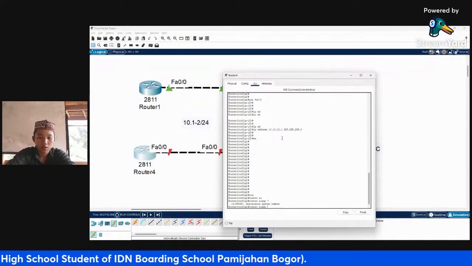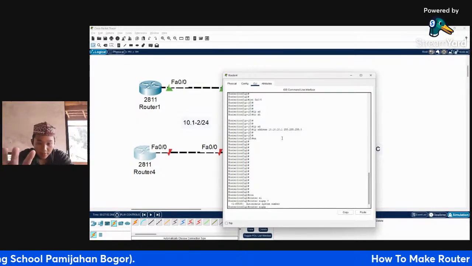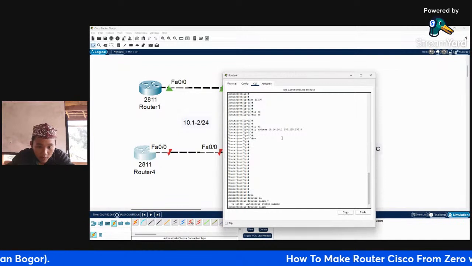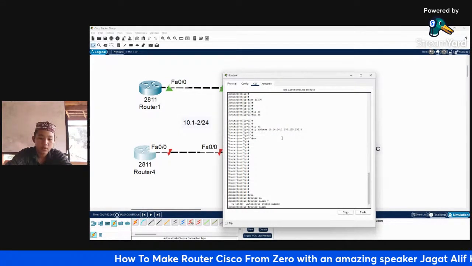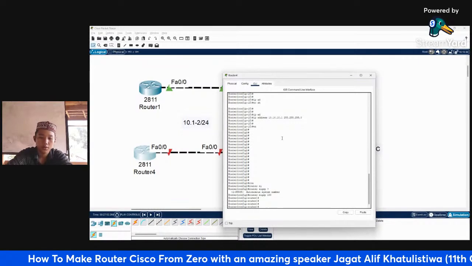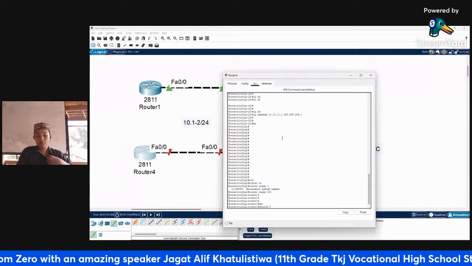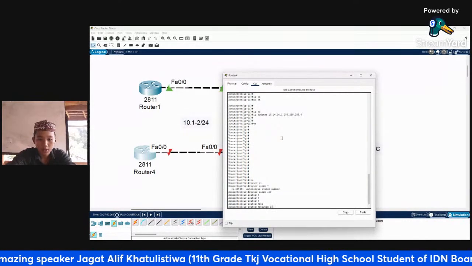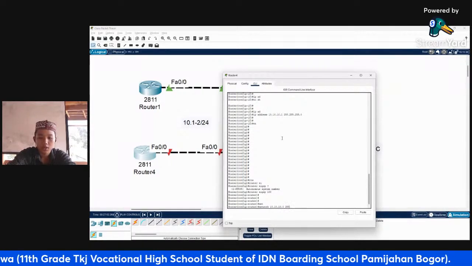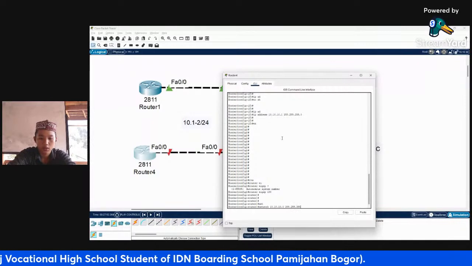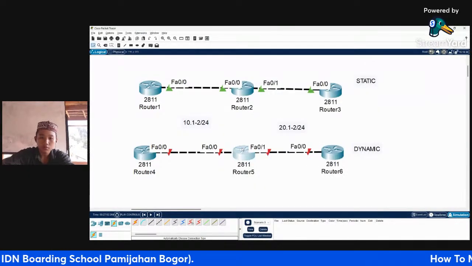The autonomous system number is from 1 until 65,535. Enter any number; I prefer to enter 100. Then introduce yourself: the network from me is 10.10.10.0, and the subnet is slash 24. Only that, then do write.